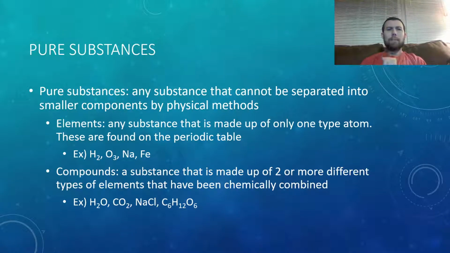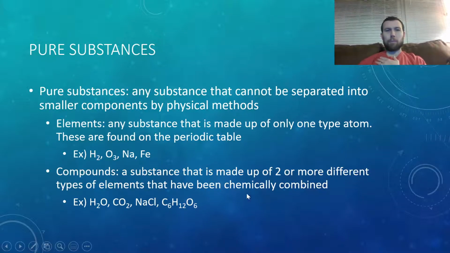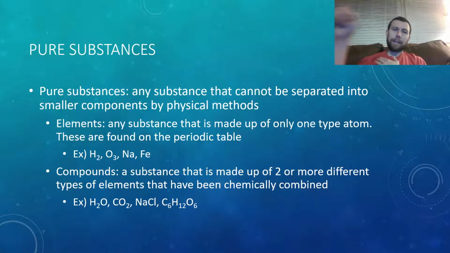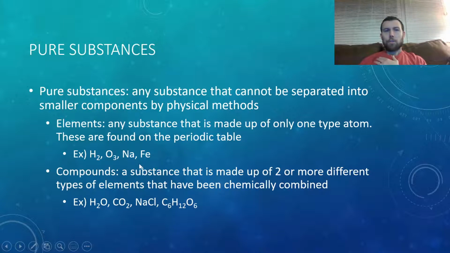I've given you some examples here of elements that can be found on the periodic table. For example, you've got H2, that's going to represent hydrogen, that's its elemental symbol. You've got O3, this is a form of oxygen called ozone. If you've taken earth science, you might remember that ozone is that layer that surrounds the earth in its atmosphere, and it helps filter out UV rays from the sun. You've got sodium, Na, it's a metal, and you've got iron, which is also a metal, that are found on the periodic table.